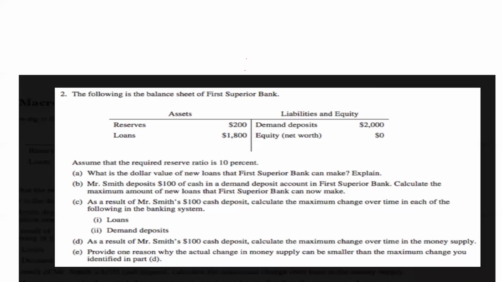assume the required reserve ratio is 10%. What is the dollar value? Okay, now, Savi, the 1,800, that's loaned out already, so we can't make new loans. So the demand deposit's 2,000. I have to keep 10% of that, which is 200 in required reserves. All I have is 200. So, Savi, I can't lend out anything. Because I have to keep 200 required, that's all I have. 0 is the answer there.